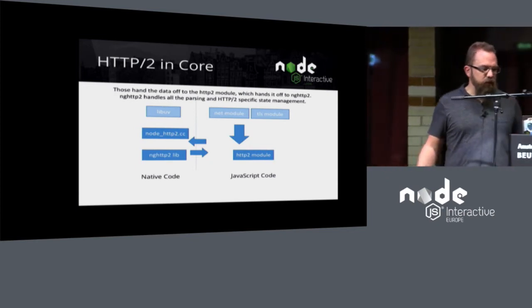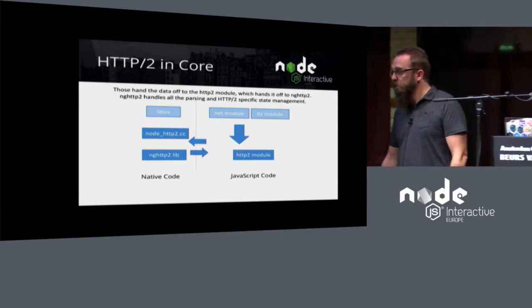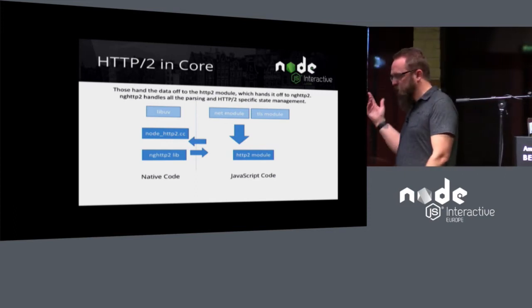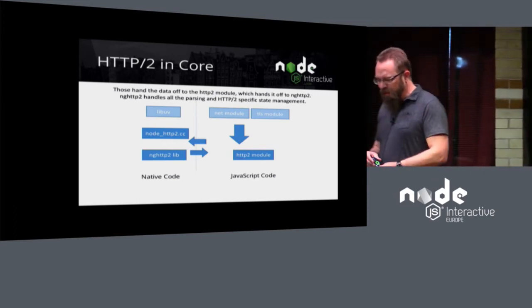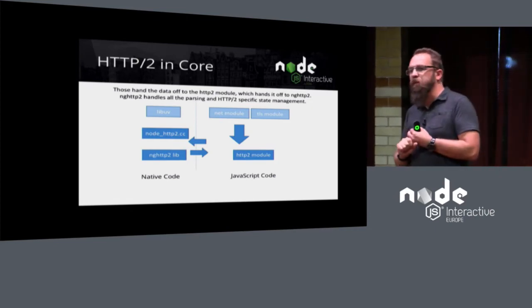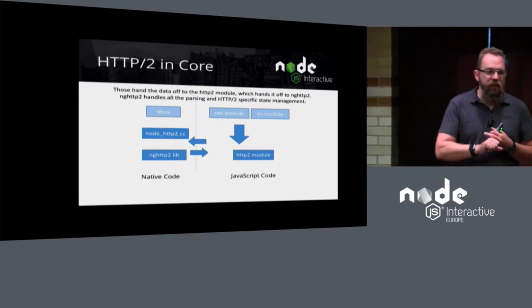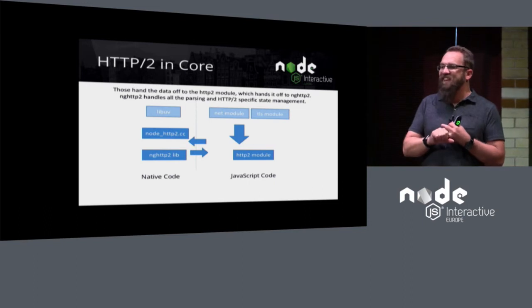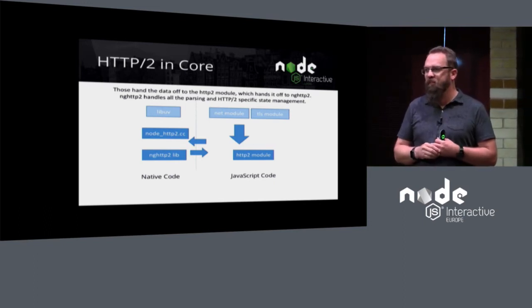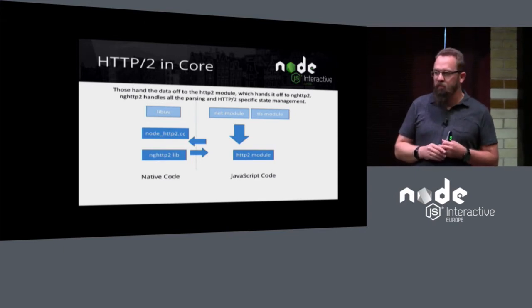The data comes in. We pass it off to the HTTP2 module, which hands it over to nghttp2. That library handles all of the state management for the header compression. It handles all of the parsing of the binary frames. All of the state management is encapsulated within that library. So it makes it very easy for us.